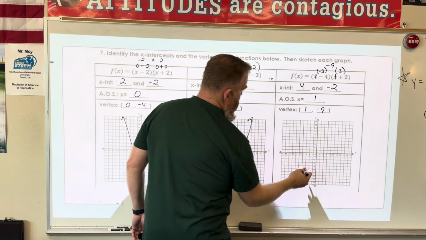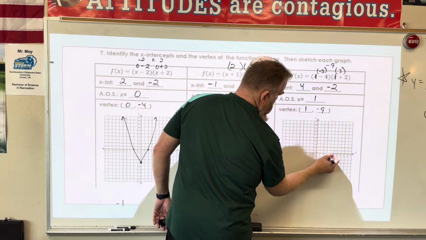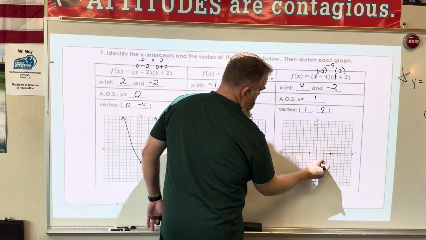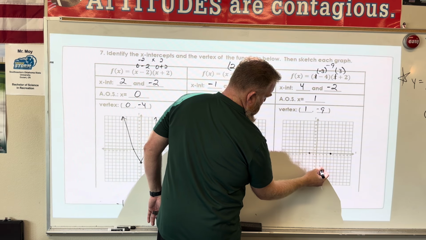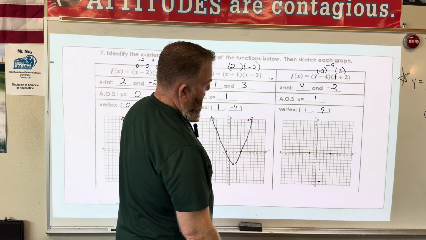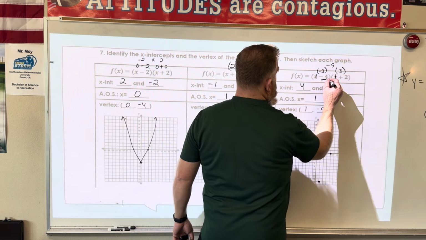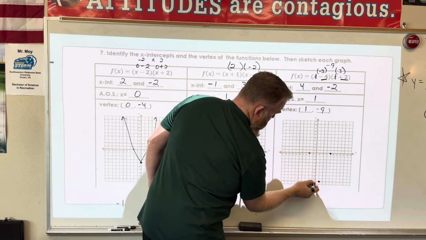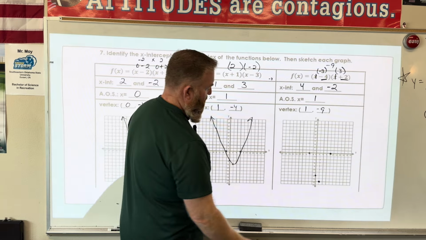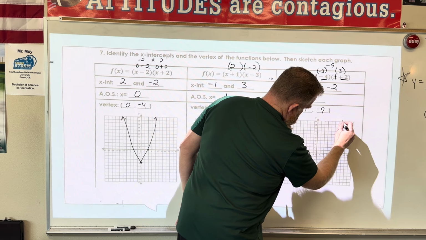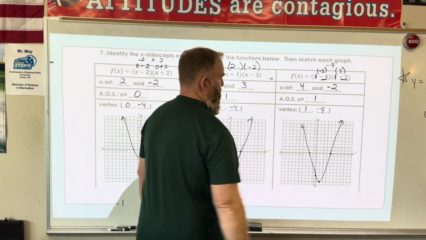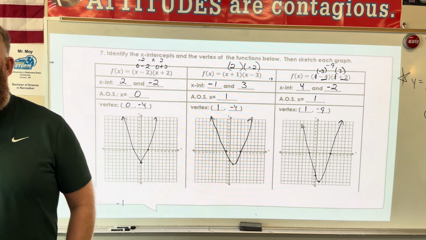So if I draw my graph, positive 4, 1, 2, 3, 4, negative 2. My vertex is 1, negative 9. 1, 2, 3, 4, 5, 6, 7, 8, 9. Looks about right. And just for the heck of it, what's negative 4 times positive 2? Negative 8. So that should be my y-intercept. Okay. So my graph should look a little bit like, let's see if I can do this. Is that what you got? Does that look correct?